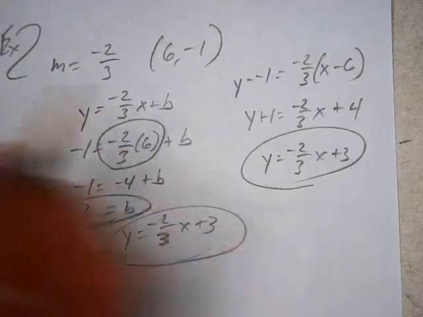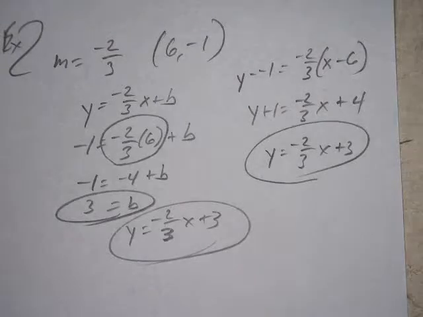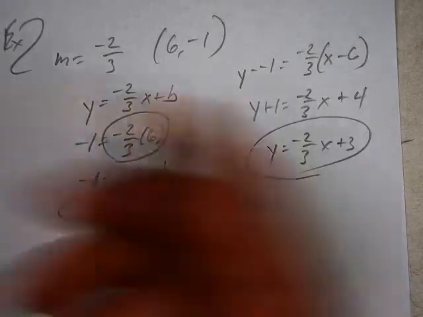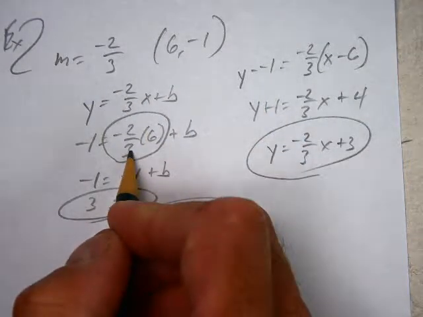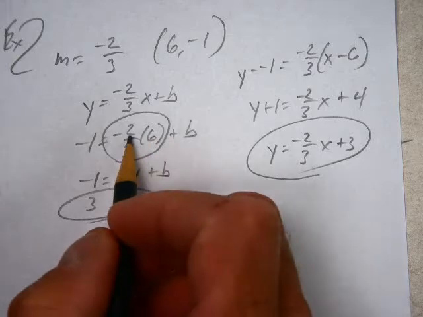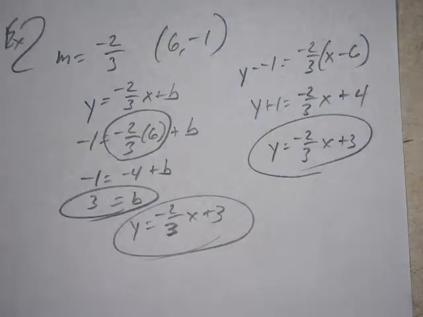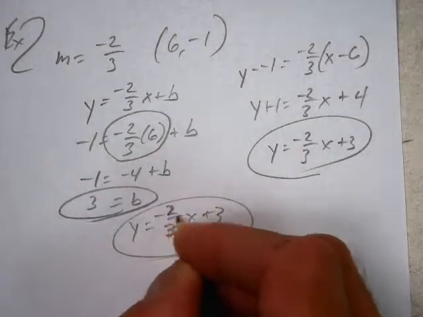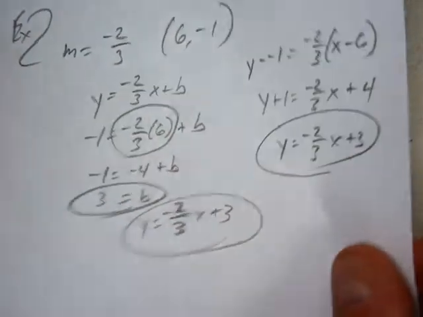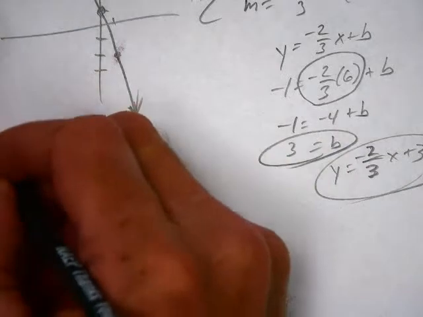If I take negative 2/3 times 6, what do we do? Divide by 3 and take it times negative 2. It's two different steps. Divided by 3, you can do that in your head. 2. Take that times negative 2, I get negative 4. You're done. Okay? So, did you get that right? Now let's do this.